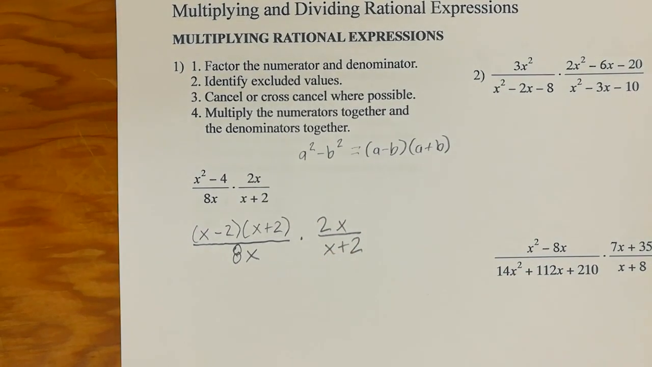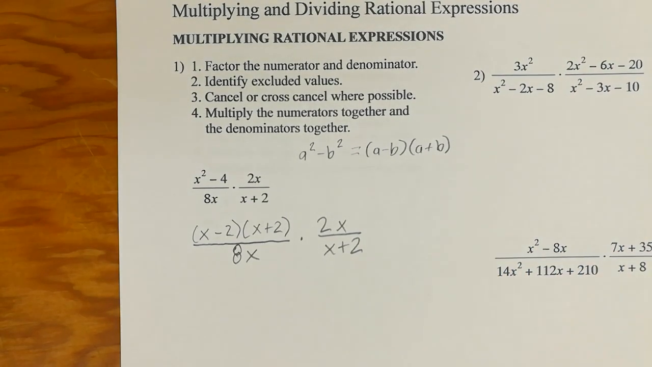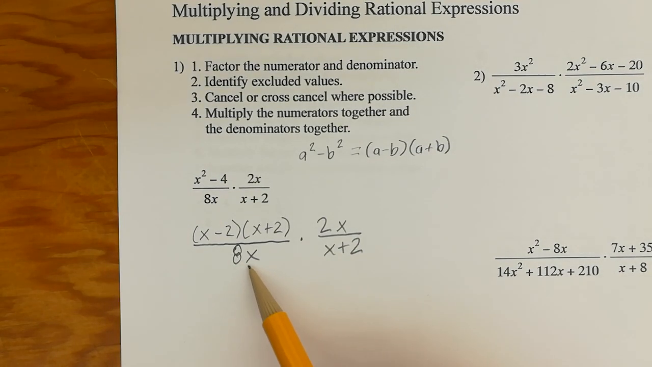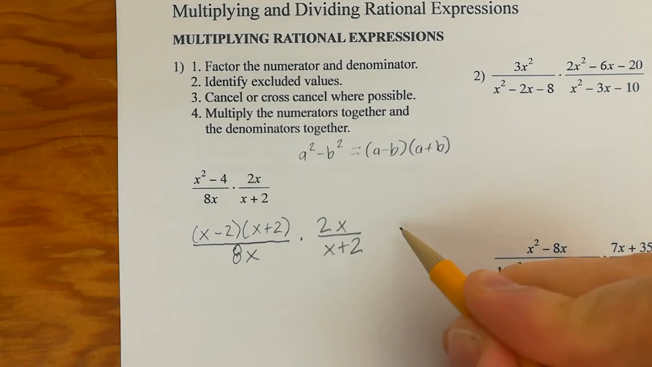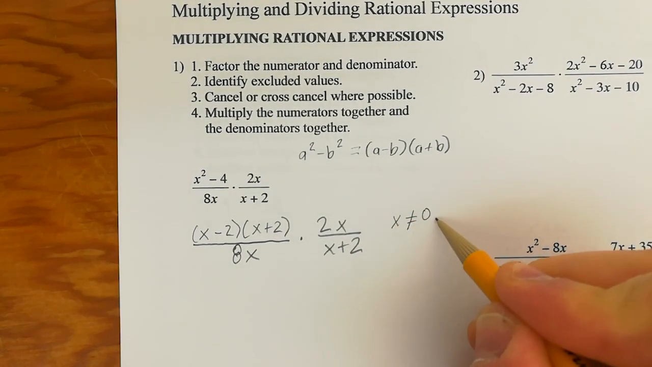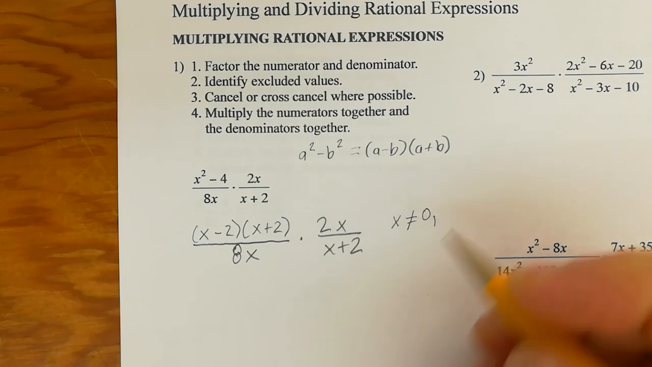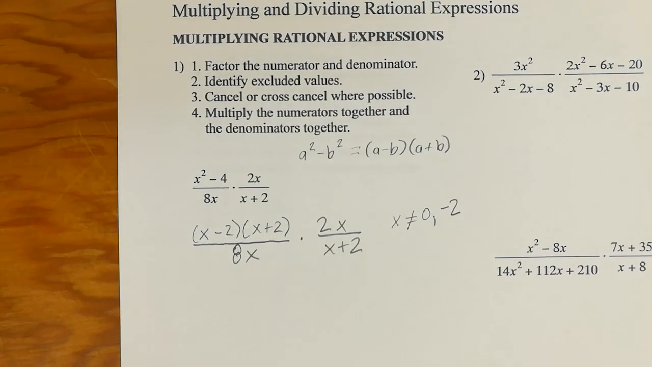All right. Now we identify any excluded values. Those are values that would cause any denominators to become 0. Looking at this first fraction, if x were 0 itself, 8 times 0 would be 0, right? So that is an excluded value. x cannot equal 0. The other excluded value comes from this fraction here. What plus 2 would be 0? Well, that would be negative 2. So those are excluded values.